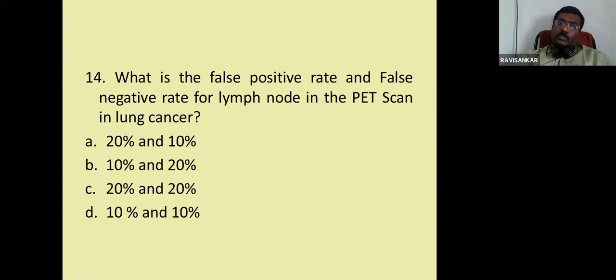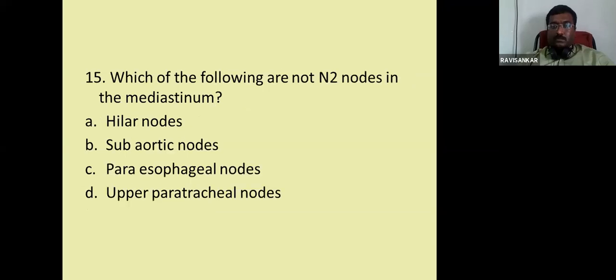What is the false positive rate and false negative rate for lymph node identification in the PET CT scan in lung cancer? Any guesses? Which of the following are not N2 nodes in the mediastinum?